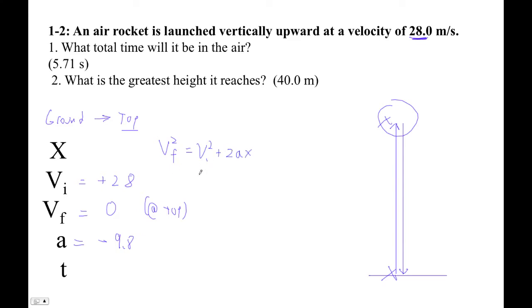So let's just plug the numbers into that. 0 squared is 28 squared plus 2 times negative 9.8 times x, which is what we don't know. My math here is I'm going to go 28 squared and put it on this side, so we've got negative 784 equals 2 times negative 9.8 x. So I did two things at once there: I squared the 28, and I stuck it over on this side. And then my next step is I'm going to divide by 2 and negative 9.8.